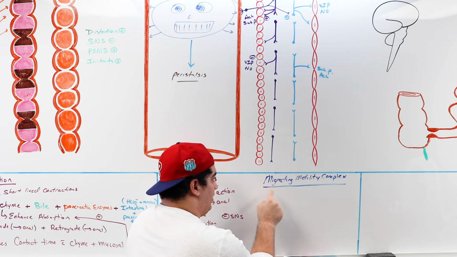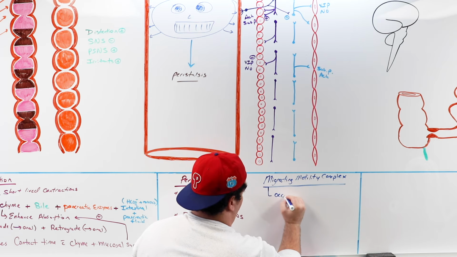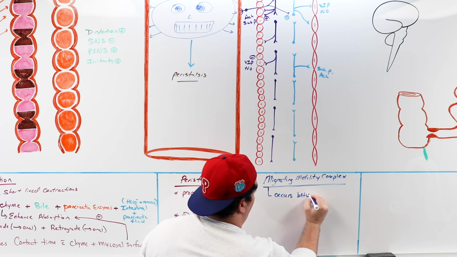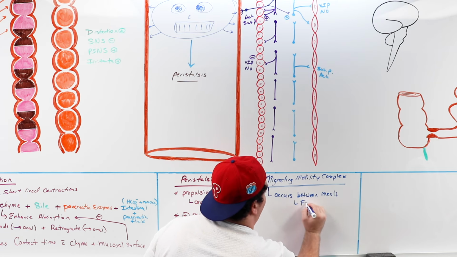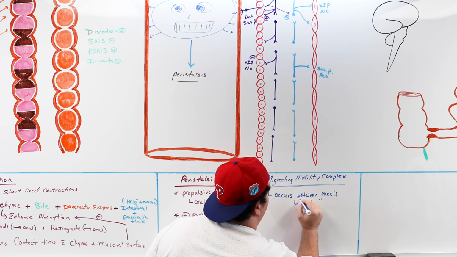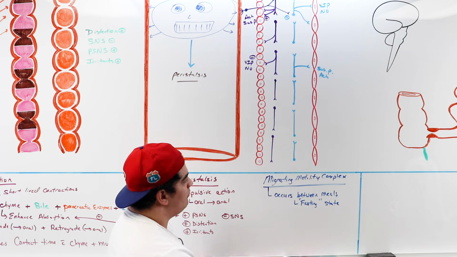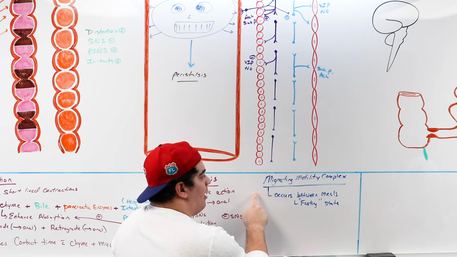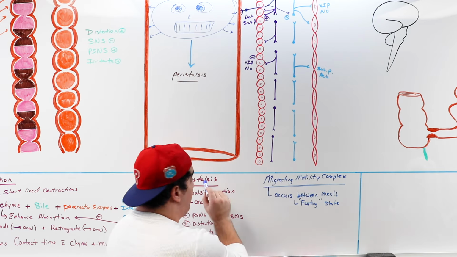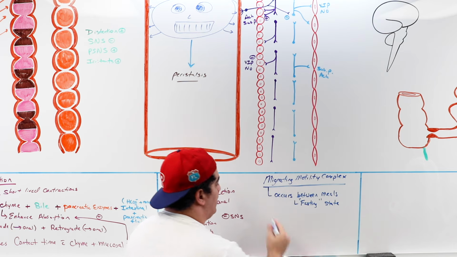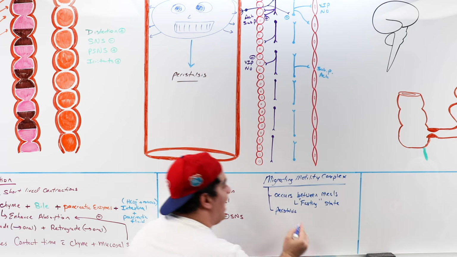The migrating motility complex, and this is super key, occurs between meals. In other words, it's a fancy way of saying that the person is in the fasting state. So that's kind of like a biochemistry term, right? They're in a fasting state. They're not eating. What the migrating motility complex does, and I want you to remember this, it's a peristaltic wave. It is peristalsis. It's a type of peristalsis, and it's a peristalsis that only happens between meals.